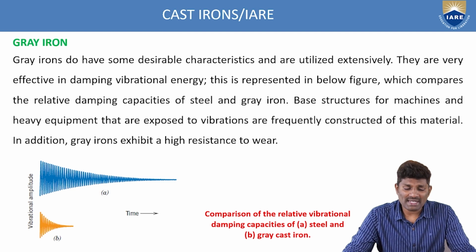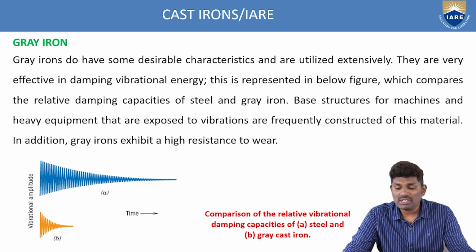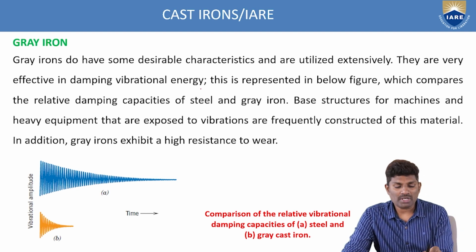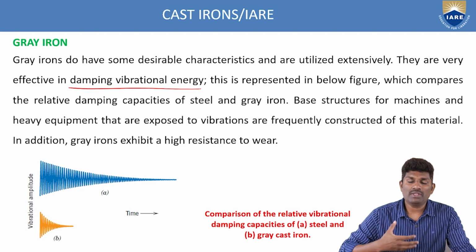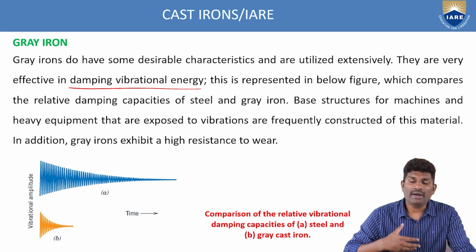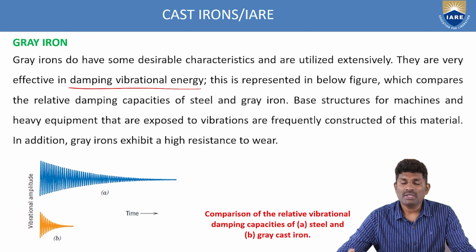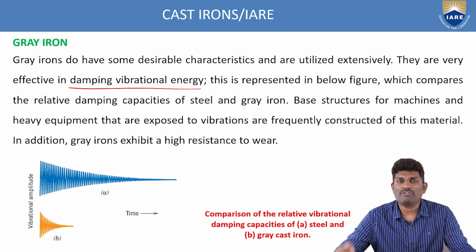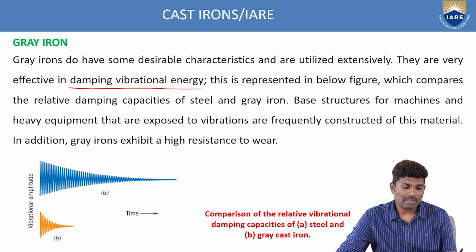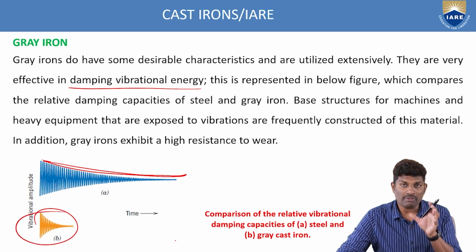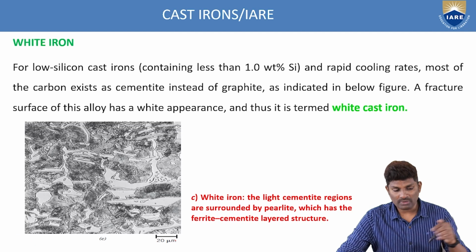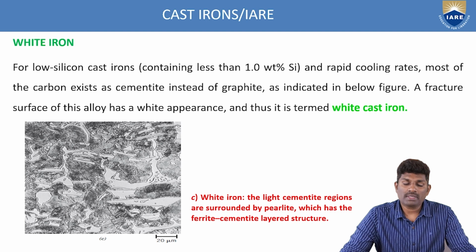And grey cast irons have desirable characteristics and are very extensively used in damping and vibration control. So in order to control vibrations when you are machining with a high amount of pressure, if you want to decrease the amount of vibrations, then you have to go with grey iron. Normally these are the vibrations you can observe, but once you use grey cast iron, the vibrations can be reduced. So that is a good application of cast iron.